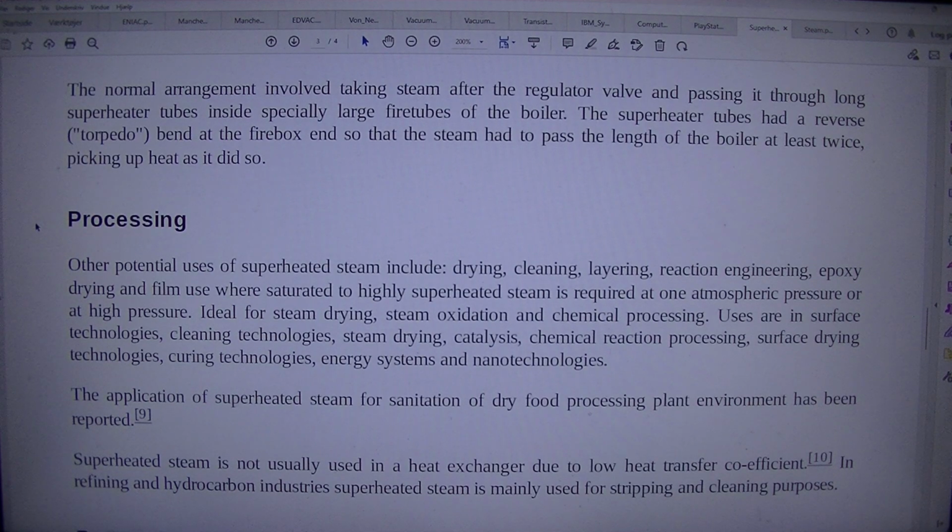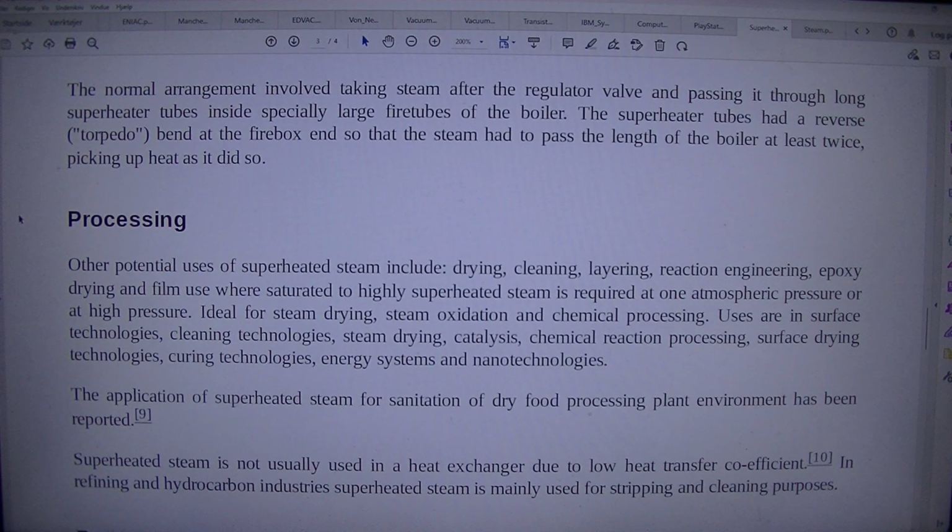The normal arrangement involved taking steam after the regulator valve and passing it through long superheater tubes inside specially large fire tubes of the boiler. The superheater tubes had a reverse torpedo bend at the firebox end so that the steam had to pass the length of the boiler at least twice, picking up heat as it did so.